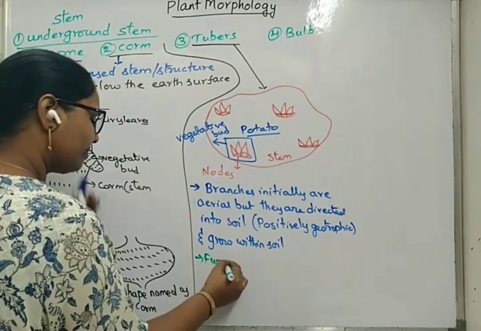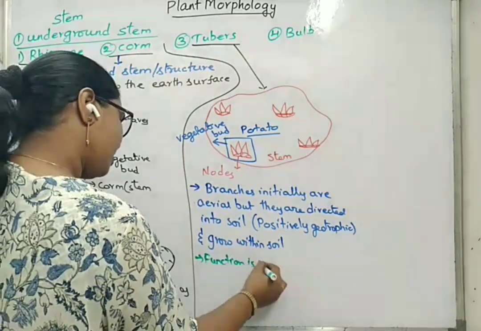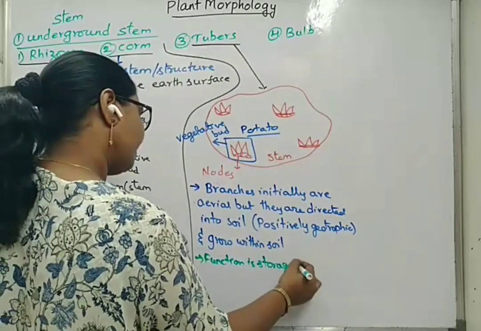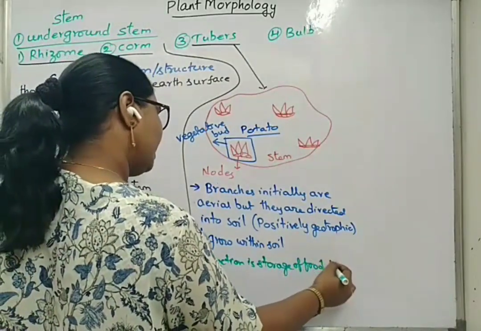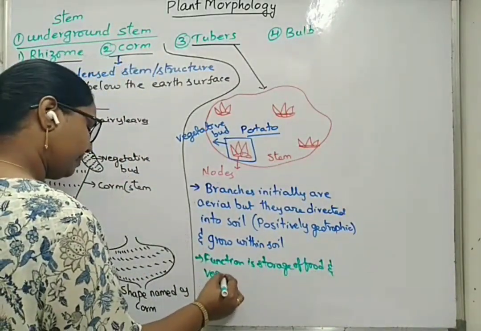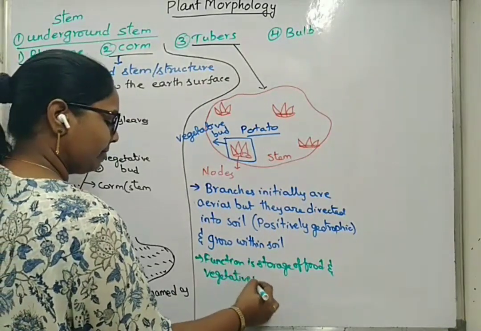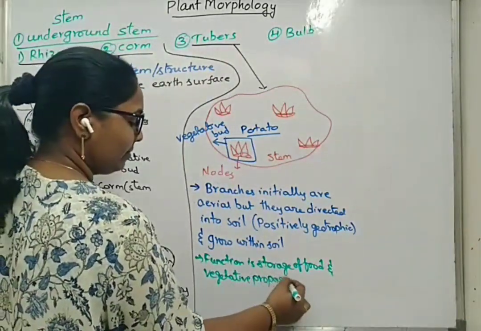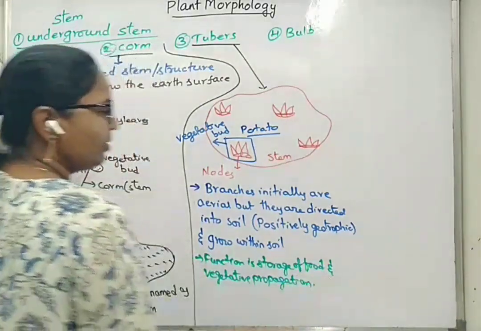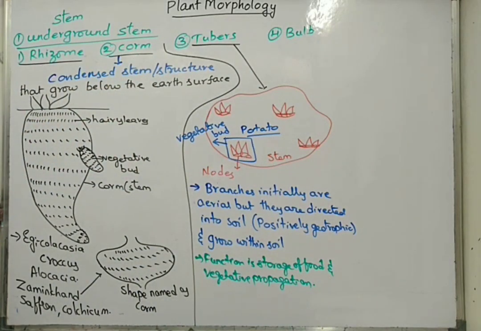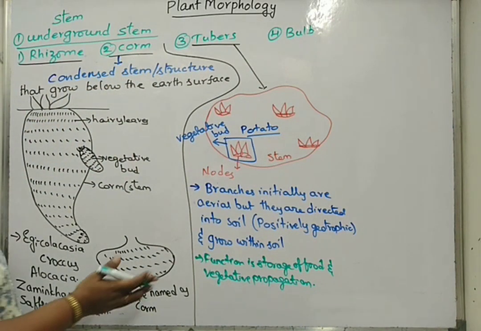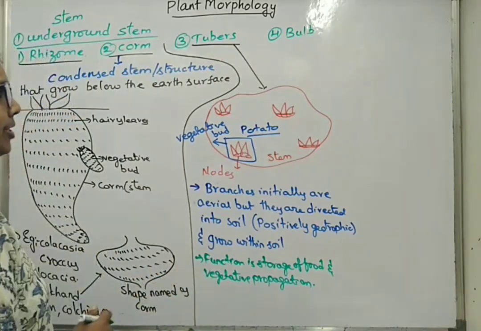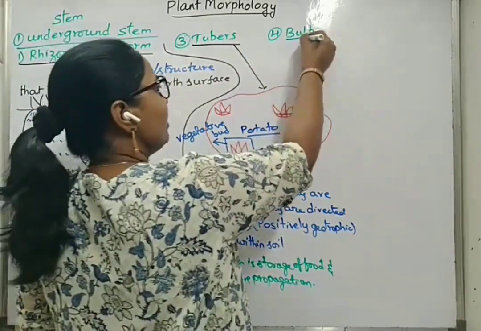Function is storage of food and vegetative propagation. We have potato as an example. That is given only up to our portion. Next, about bulbs.